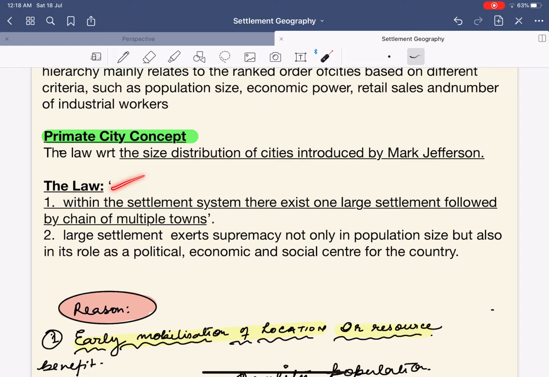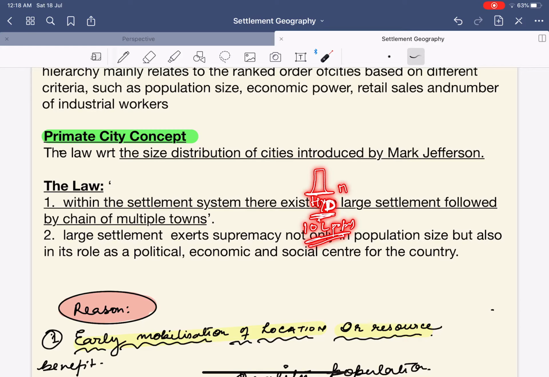What is the law? The law says that within the settlement system, as we had talked about the settlement system, there exists one large settlement followed by a chain of multiple towns. Please understand this. It says that there is one large settlement followed by a chain of multiple towns. Example, we can have a metropolitan city. Let us say this is Hyderabad, which is a metropolitan city. How do you define a city as a metropolitan? A metropolitan city is one which has more than 10 lakh population.